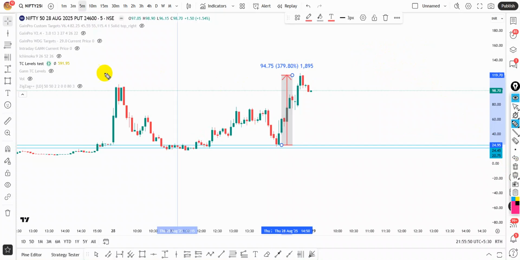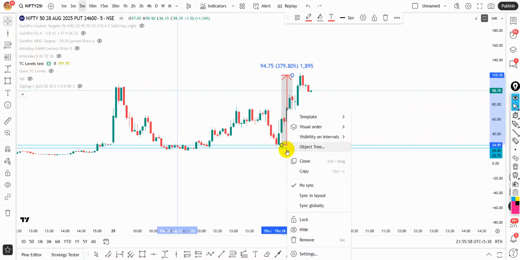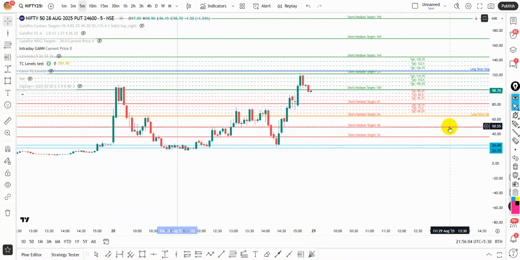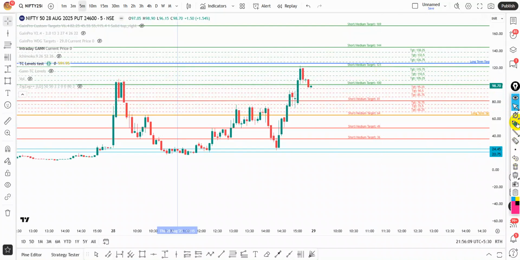I have not used any indicators here, right? We have our own indicators as well. If you look at the intraday GAN support areas, you will get all the targets. It perfectly got rejected at 121. This was the high, 121, and it got rejected at exactly the same point here. And you have intermediate targets.